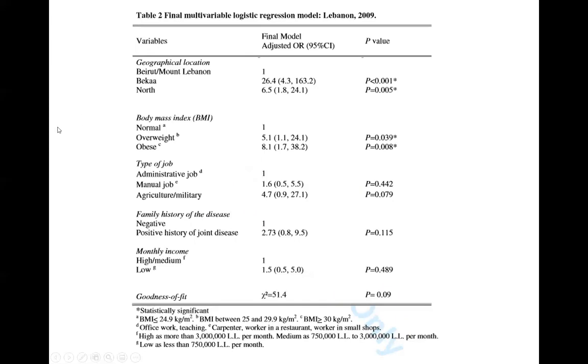So when we put those that have a p-value less than 0.2 in a final multivariable model, it gives us adjusted ORs, and the way it reads is that those who reside in the north have 6.5 times higher odds of knee osteoarthritis compared to those who live in Beirut and Mount Lebanon. This is related mostly to altitude, and this is significant. Body mass index, again, obesity is associated with knee osteoarthritis, controlling for geographic location, type of job, family history, monthly income. Therefore, these are adjusted for the remaining variables that are in the model, and so on and so forth.